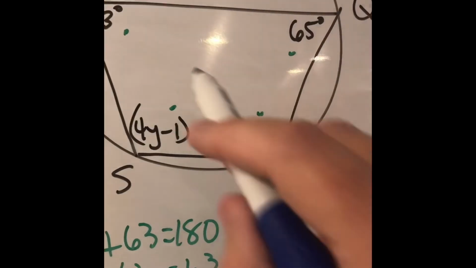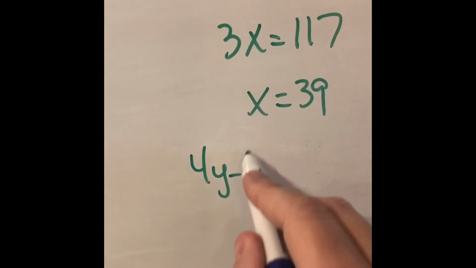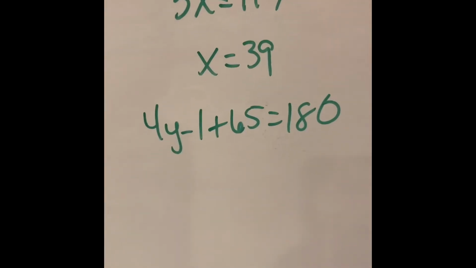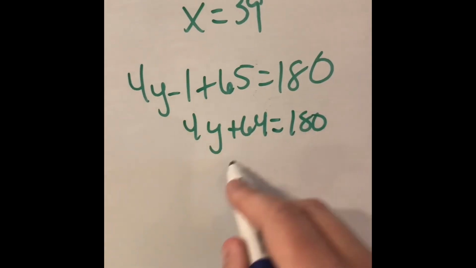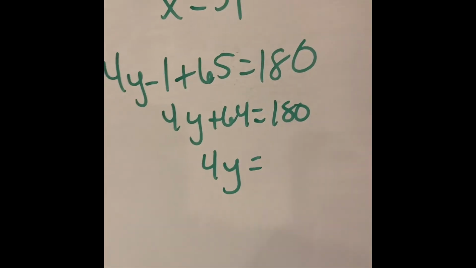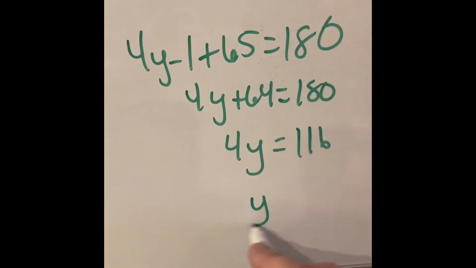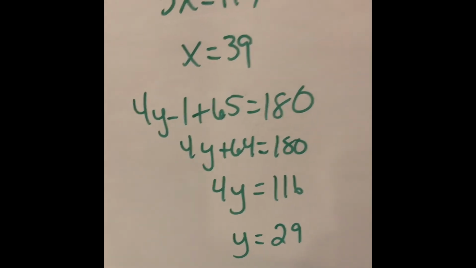And then for the y's, it's 4y minus 1 plus 65. And that's going to be equal to 180 as well. So this is 4y plus 64 is 180, which means 4y is 116. And when we divide, y is 29. So x is 39, y is 29.